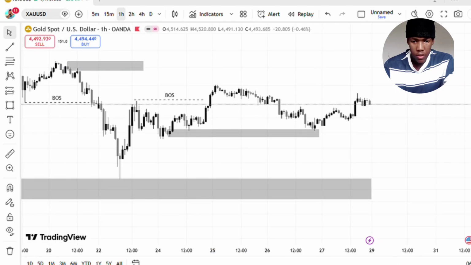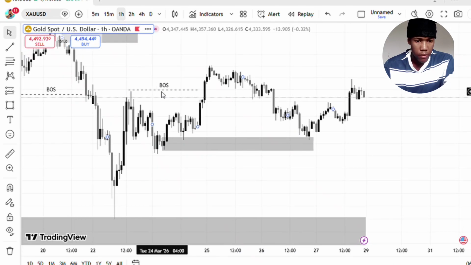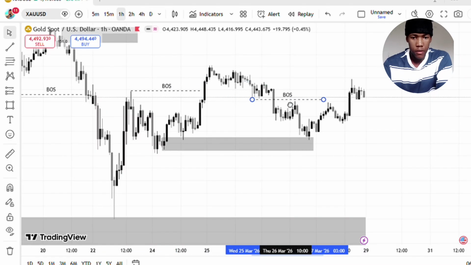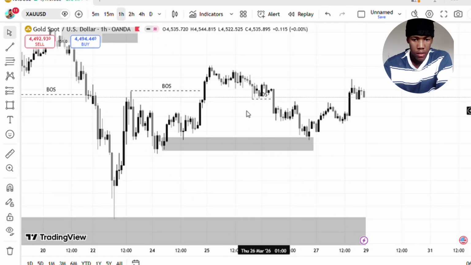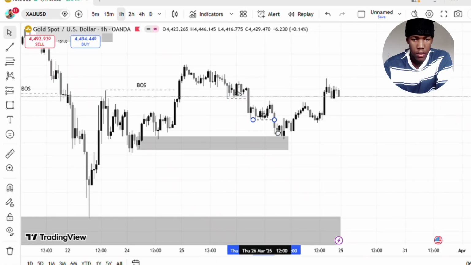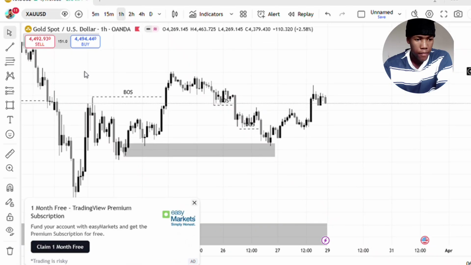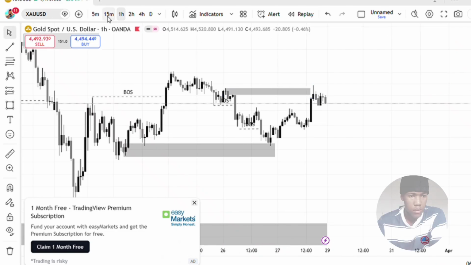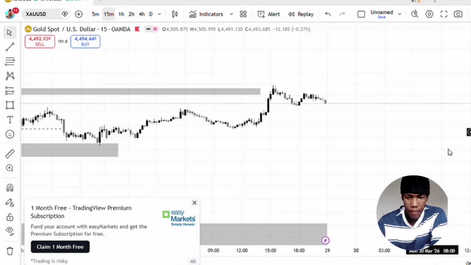So now, before we drop down to the 15-minute time frame, let me just mark this upside breakout structure. We have this breakout structure again, and we had another breakout structure here. This breakout structure, let's leave it like that. Let's mark the order block that gave us this sharp move down. So let's drop down to the 15-minute time frame.